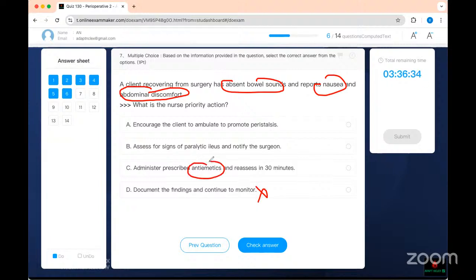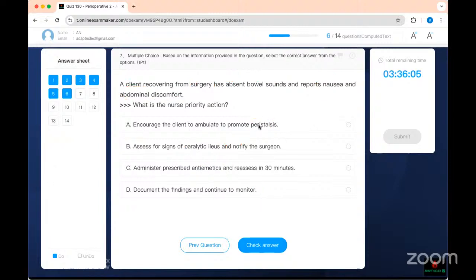If you give an antiemetic, you're just treating the nausea. What about the absent bowel sounds and discomfort? Because he or she had surgery, this looks like paralytic ileus. The doctor may like to know. Walking, yeah, it may promote peristalsis, but you don't make a diagnosis. This is an intervention. You see?